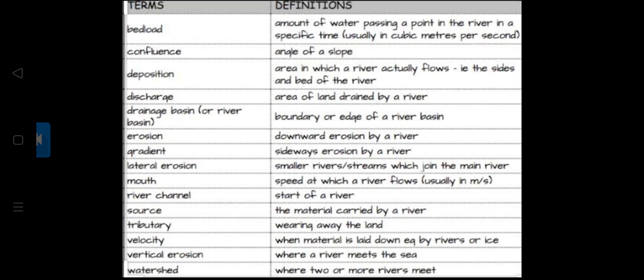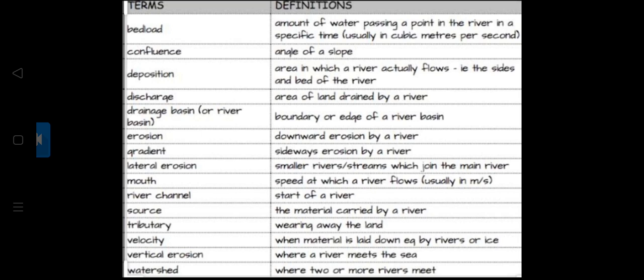Now, students, these are not definitions which are correct, you have to match them to understand. This is a small homework sort of a thing which you all can understand. You'll have to match these terms with the specific definitions. Definitely, discharge is not area of land drained by a river, or mouth is not speed at which a river flows. Mouth is start of a river, for example. Erosion is wearing away of the land. So these two I have helped you all. You'll have to solve this.